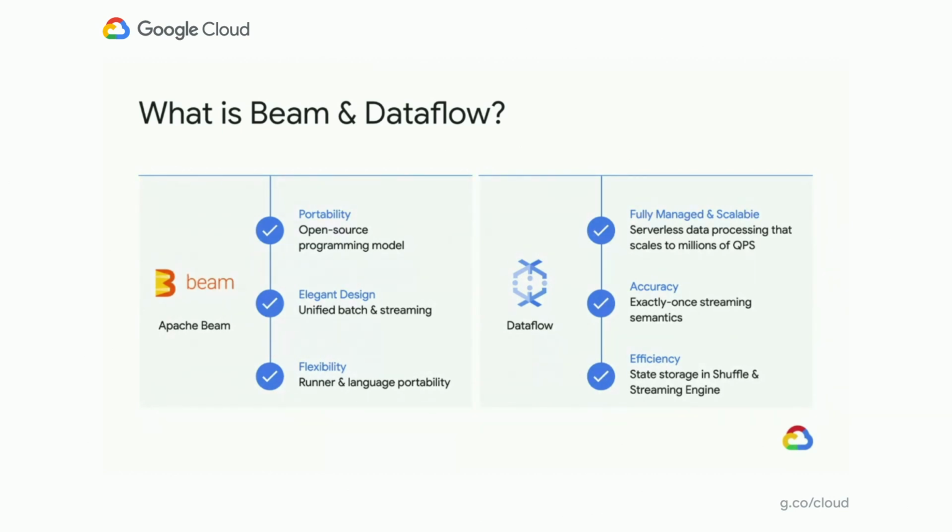Dataflow, on the other hand, is an execution engine that runs Apache Beam pipelines. It's fully managed and serverless and can scale to millions of QPS with no management and no tuning. It offers accuracy with exactly once streaming guarantees and offers the separation of compute and storage with our shuffle and streaming engine services.